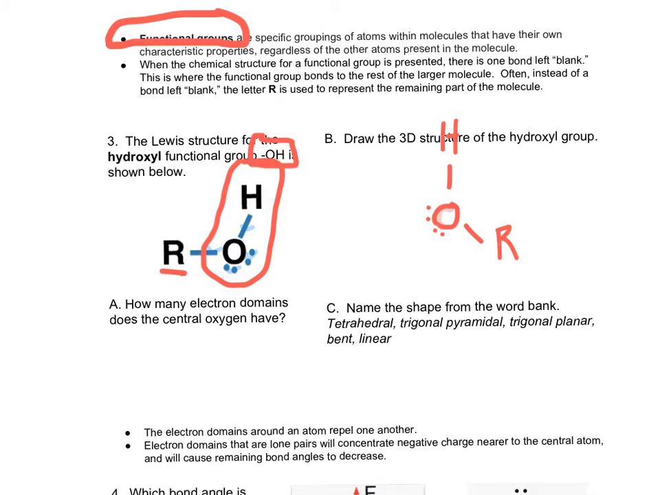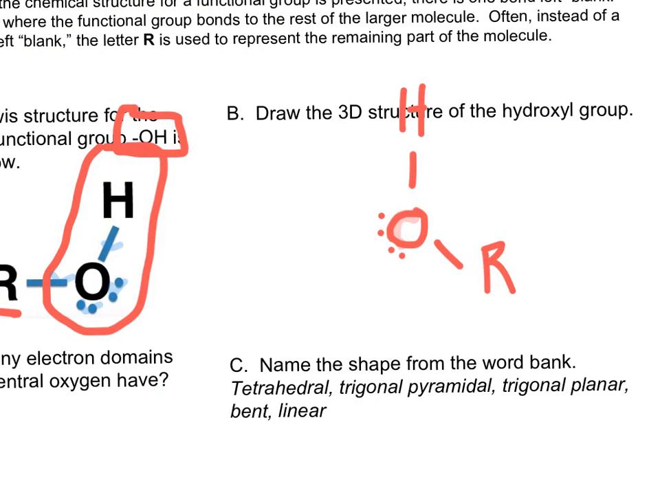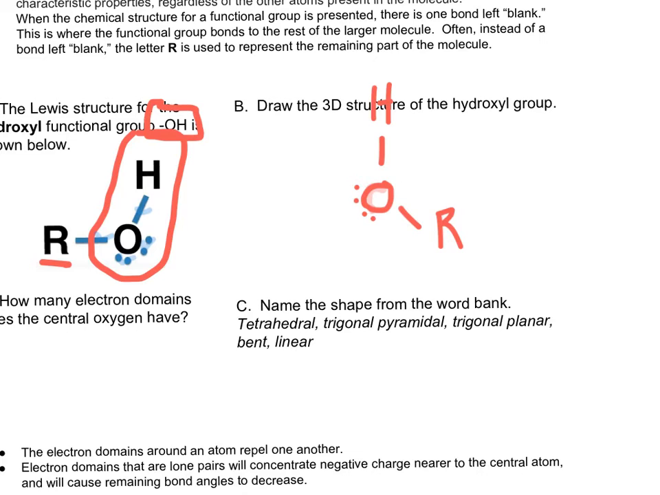Now this, quote, 3D structure isn't very 3D because we only had 2 bonds coming out of the central oxygen. We drew them at 12 o'clock and 4 o'clock. So this is a drawing that exists on a plane. This is a structure that exists on a plane. And from this word bank of 1, 2, 3, 4, 5 shape names, this is bent.